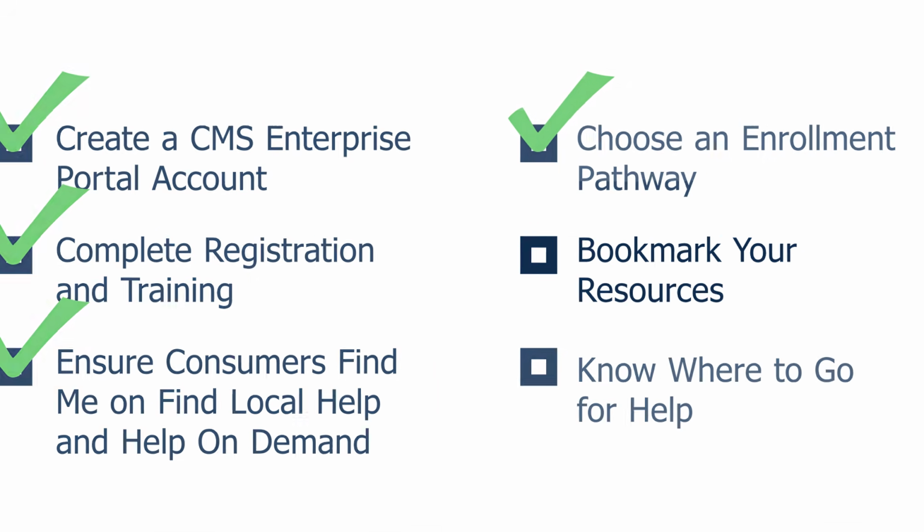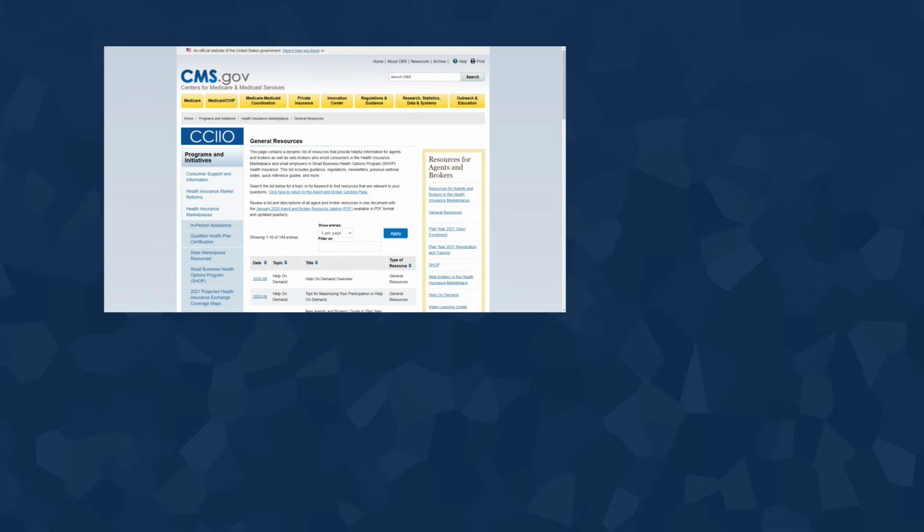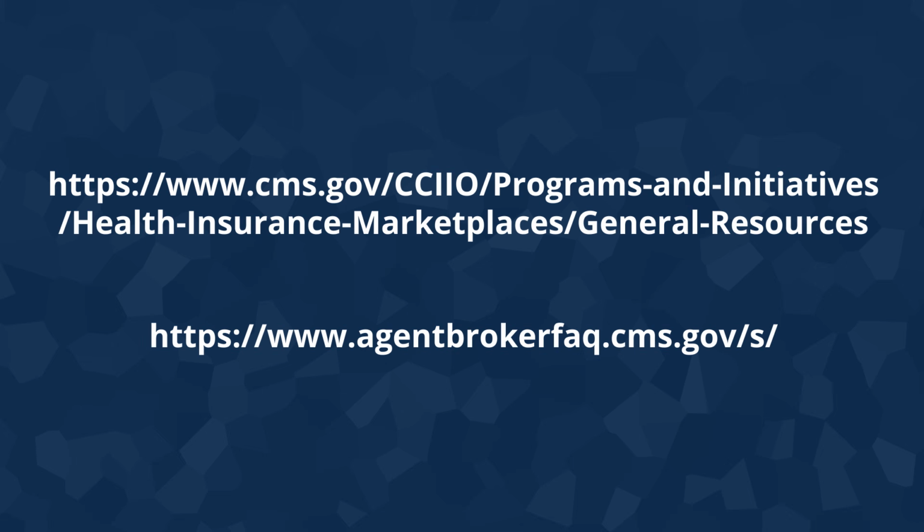CMS aims to provide registered agents and brokers with a wide variety of materials to assist them throughout the year. These resources include dedicated agent and broker websites, direct communications, and learning opportunities. The Agent and Broker Resources webpage and the Agent and Broker Frequently Asked Questions website are two dedicated websites available to help answer your questions about enrolling and assisting consumers. Be sure to bookmark both these pages for easy access. Both links are shown on the page and can be found below in the video description.